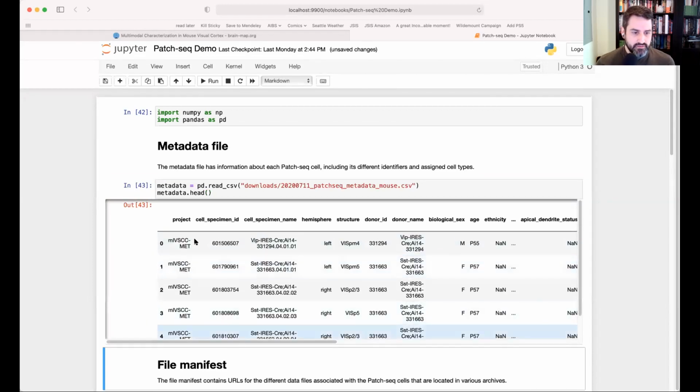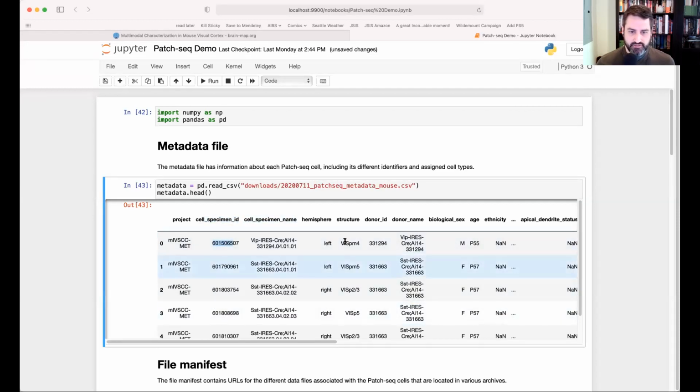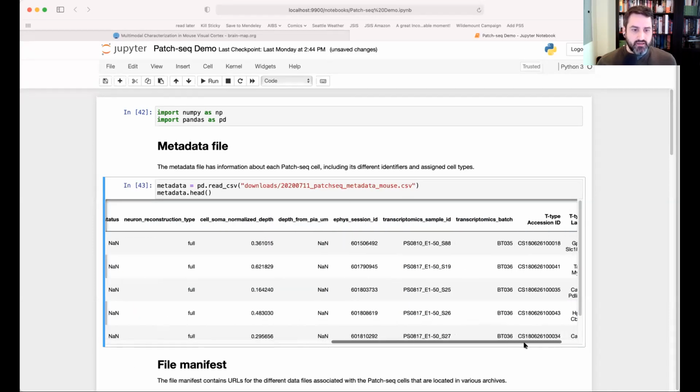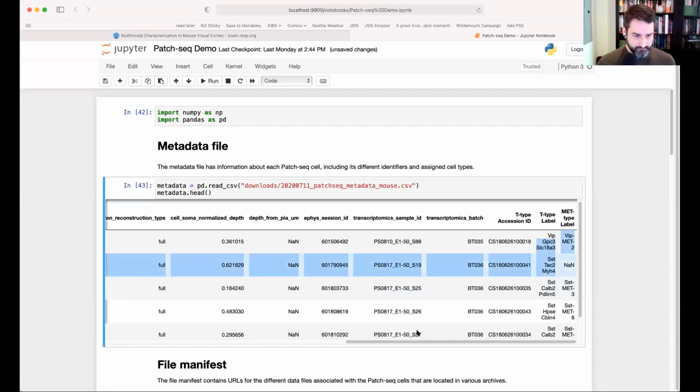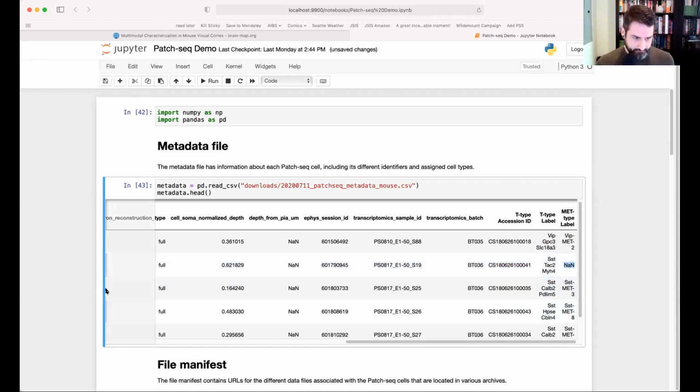And so you can see when you look at these columns, there's cell specimen ID, which is kind of the main identifier for a particular cell. So each of these rows is a different cell. And then the columns are different metadata about that cell. Hemisphere, structure, brain structure. And then here you see the different transcriptomic type labels or MET type labels that have been assigned to these different cells. And notice that one of them doesn't have one. That's because we don't have a morphology for all of the cells in the data set. So only cells that have a morphology have an MET type assigned.